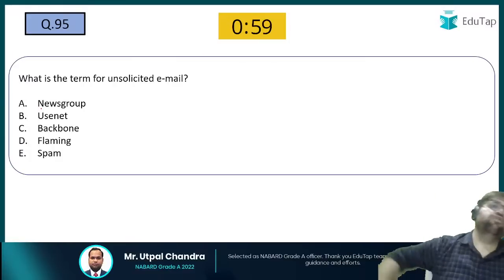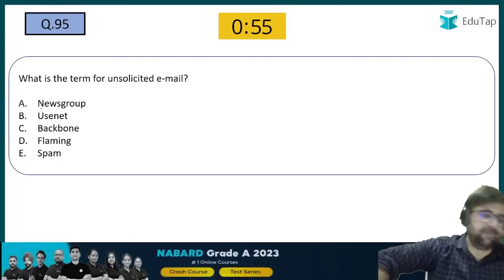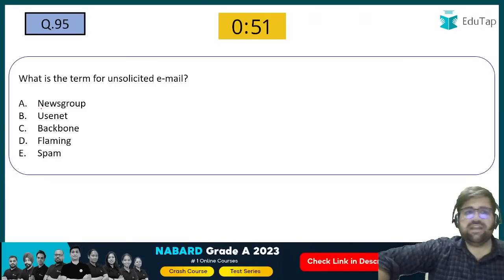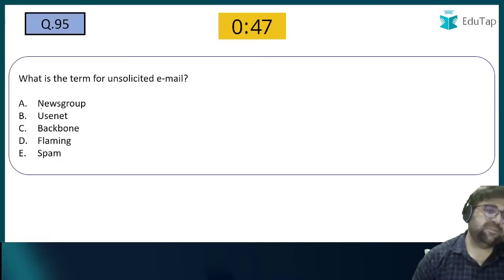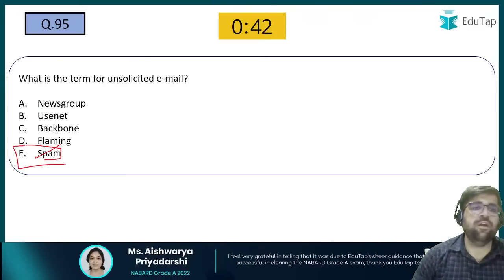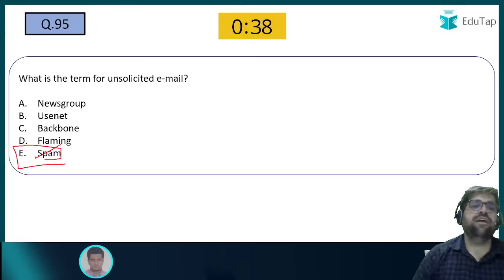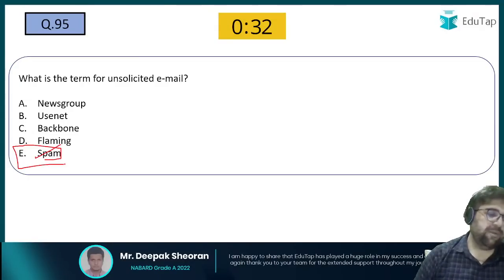Question number 95. What is the term given to unsolicited emails? Very easy question, I would say. Spam. Spams are kind of uninvited guests. You can remember it informally that spam are those mails which are unsolicited. You do not call these mails, but they are just sent to you for marketing purposes.